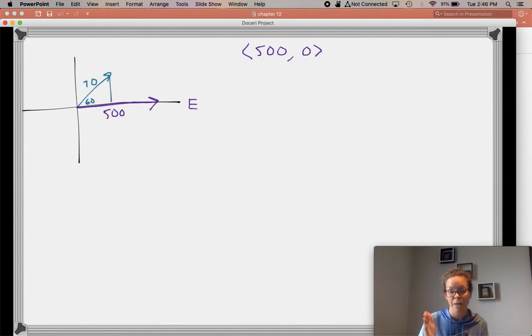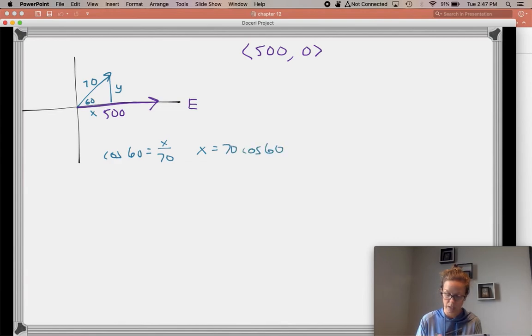Now that 70 is on the diagonal, so part of it is in the x direction, which is going to push the plane along, but part of it's in the y direction, which is also going to push our plane up and off course a little bit. So what we want to do is figure out how much is the x and how much is the y. So trig, because this is a right triangle. The cosine of 60 is going to be x over 70, or x is equal to 70 cosine of 60. That's the x component.